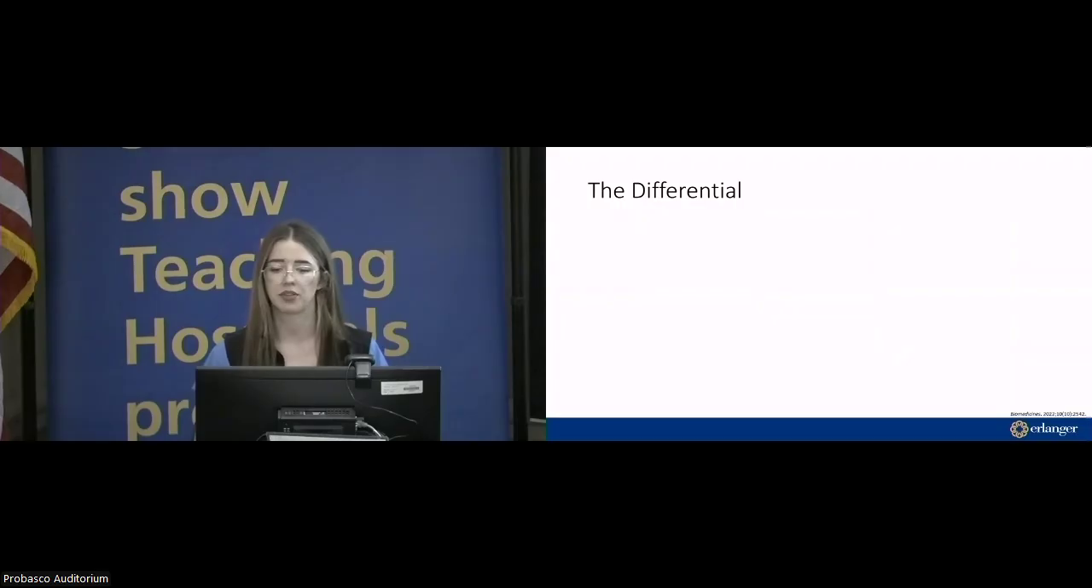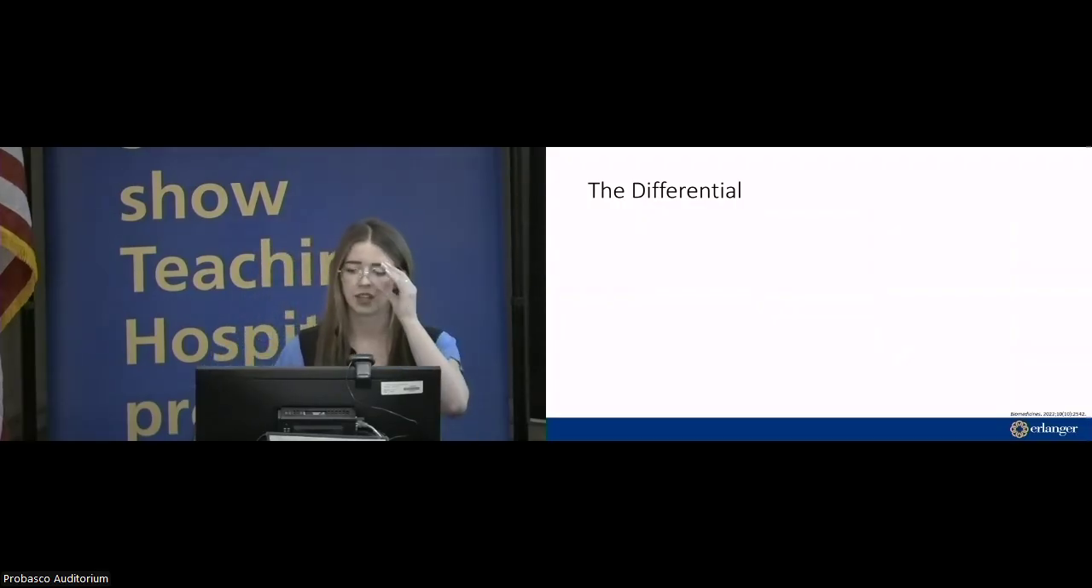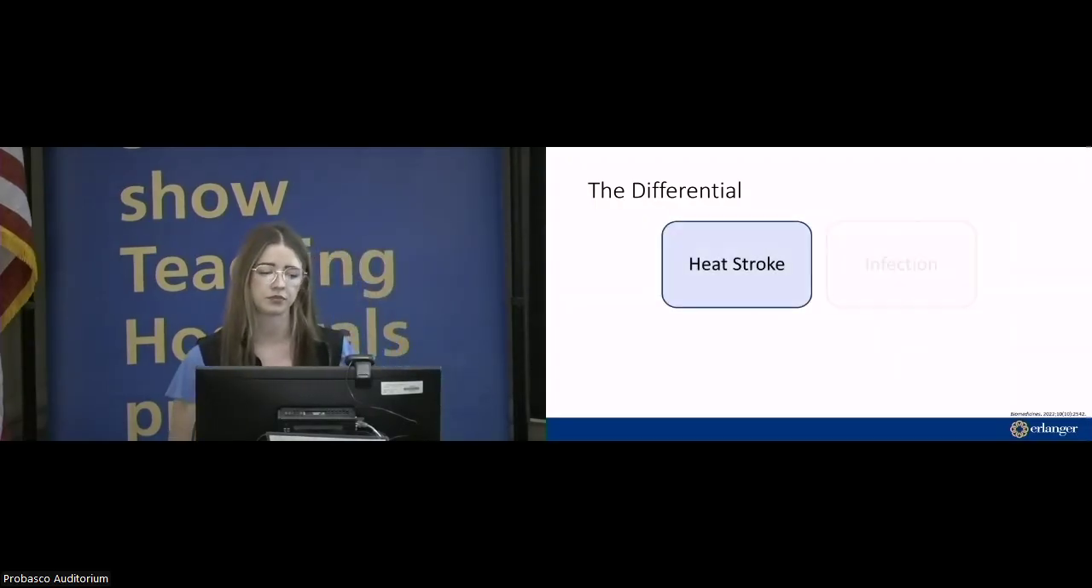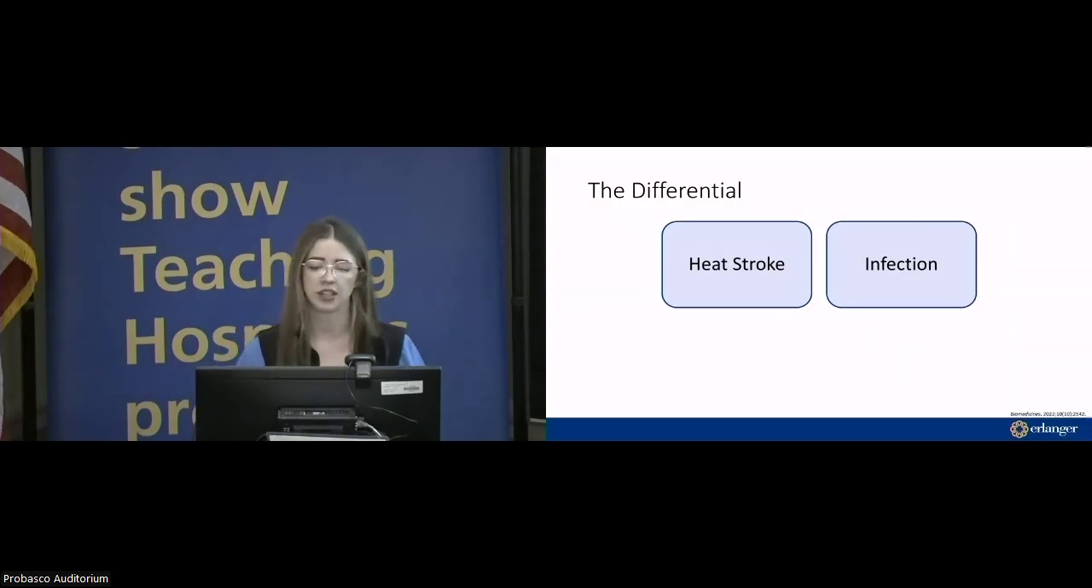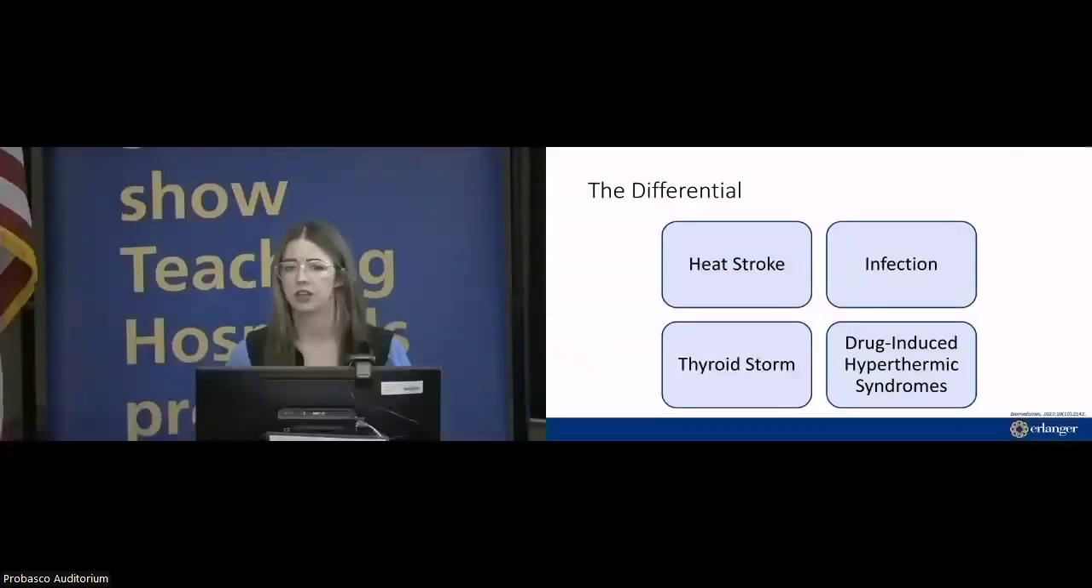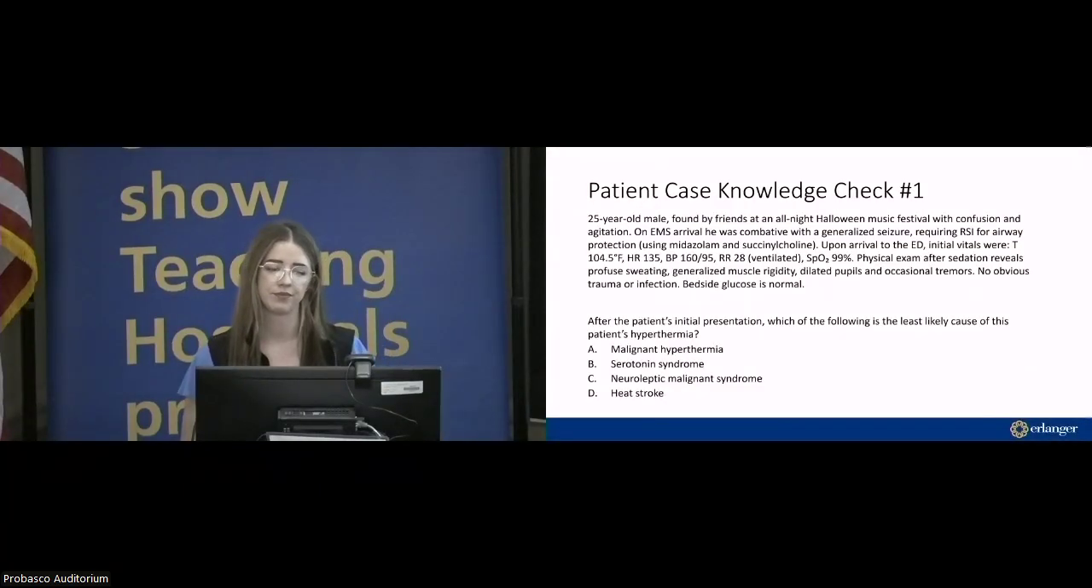When faced with a hyperthermic, altered patient, there are several differentials to consider. Some major ones include heat stroke, which can be exertional or environmental, infection, thyroid storm, and drug-induced hyperthermic syndromes, which we'll review during the rest of this presentation.